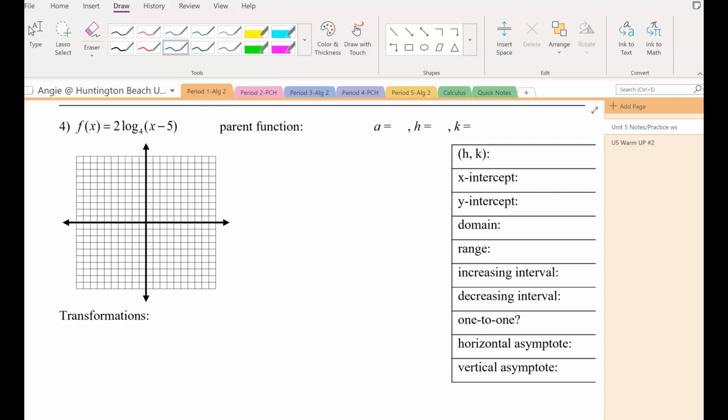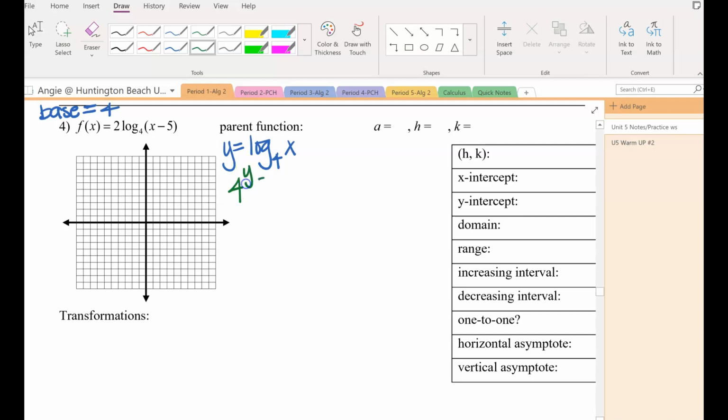All right, guys, example 4, last one in the log unit here. So f of x equals 2 times log base 4 of x minus 5. The first thing I want you to say to yourself is, okay, the base is 4. You're right. So the parent function must contain log base 4 as well, okay?